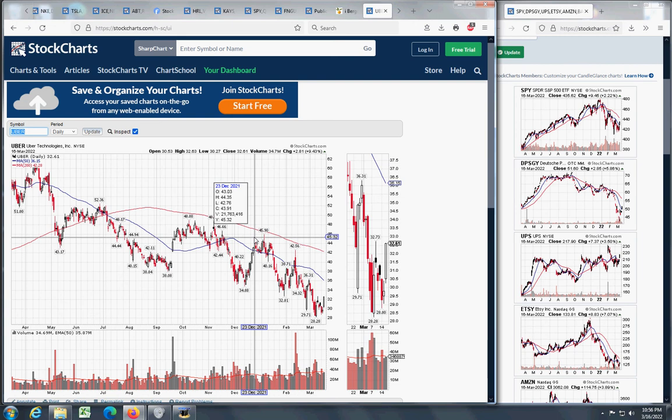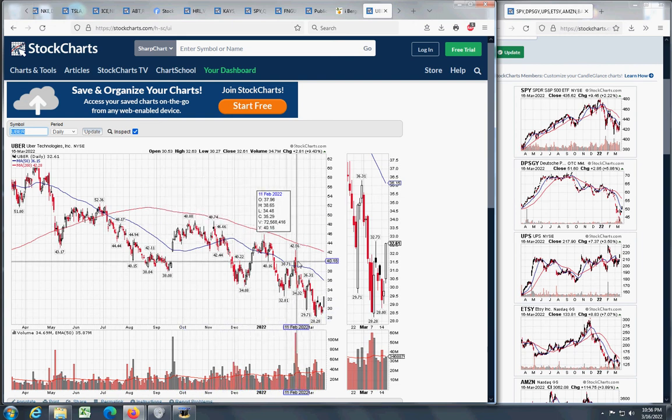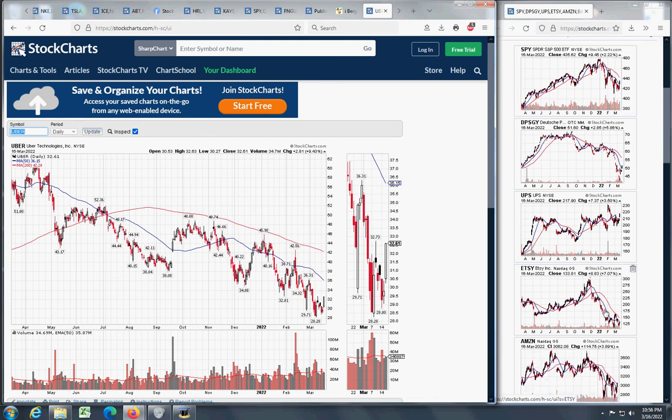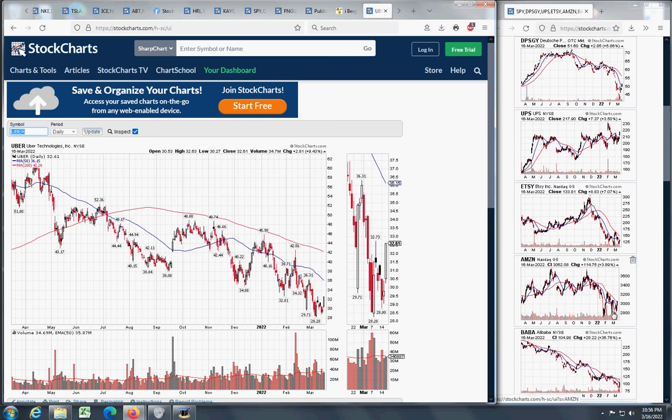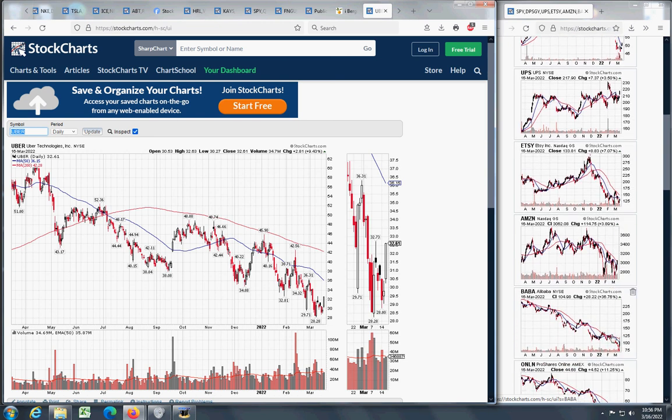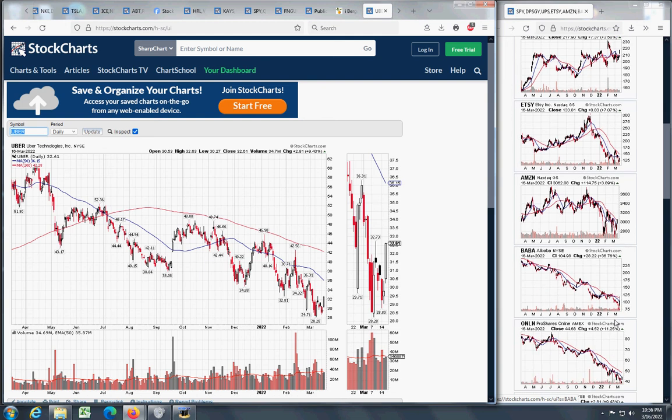I can't even find a box in here. It's lower highs and lower lows. It's just a downtrend. There is no end in sight. Same story as in Etsy. You can look at a terrible 50% drop within several months. Amazon, same story. Alibaba, well, that's separate.